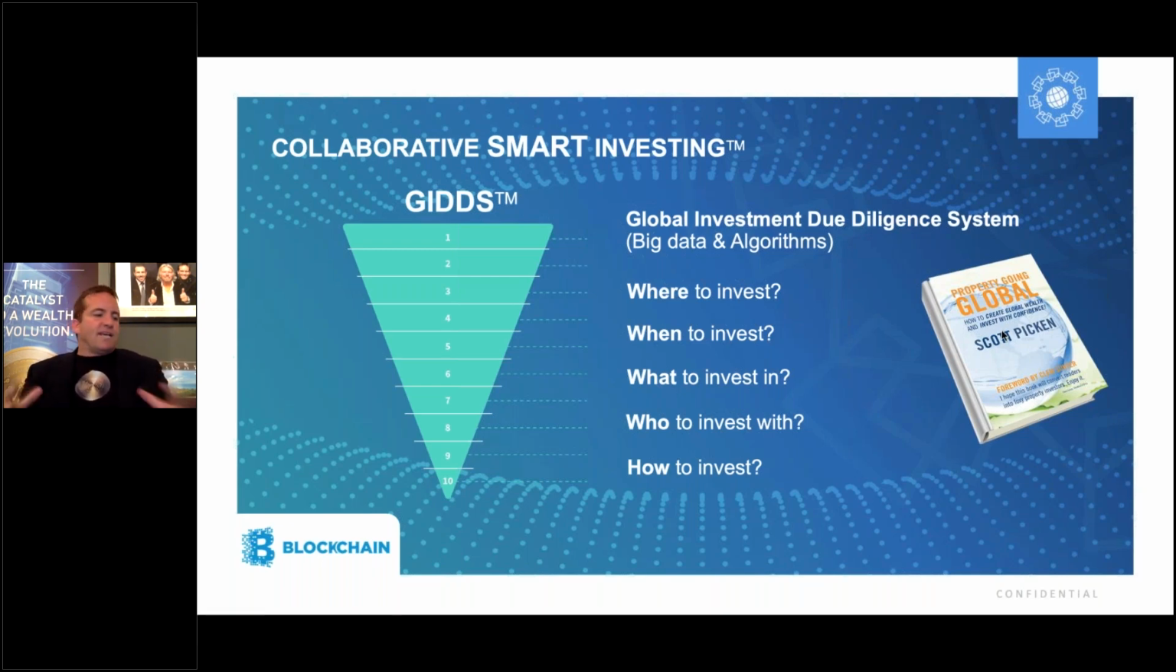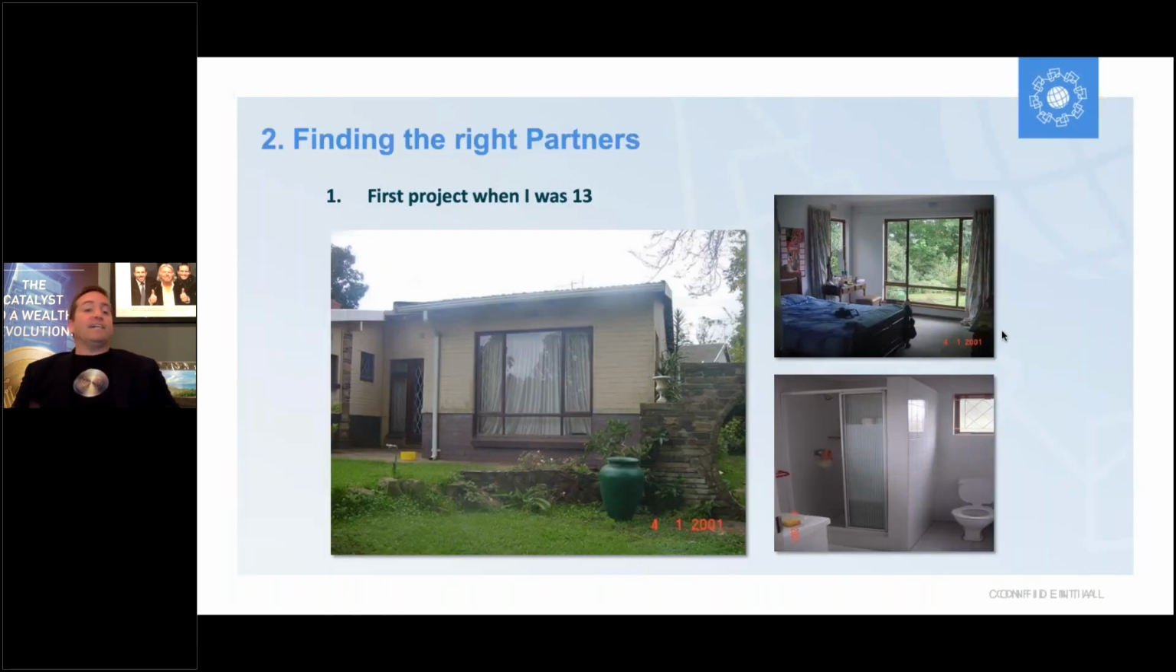And so we decided to take all that technology and put it into a system. And ultimately, it helps people know where to invest, when to invest, what to invest, who to invest, and how to invest. And it's all what we call collaborative smart investing, which I'll talk a lot more about at the breakfast. So that's the first one. It's all about your information and your research. That's your secret number one.